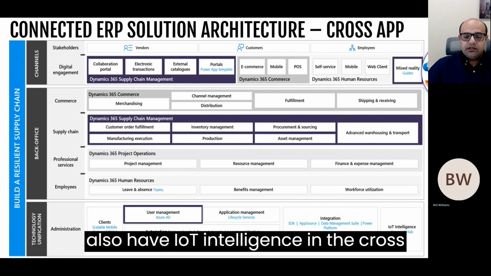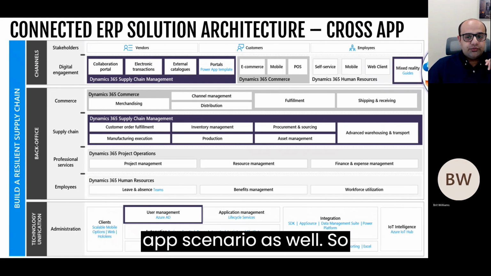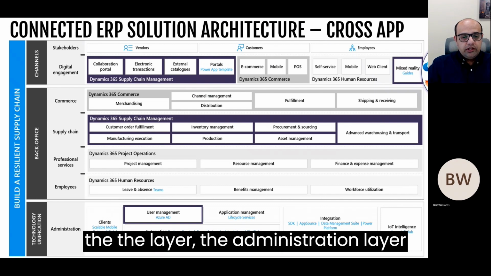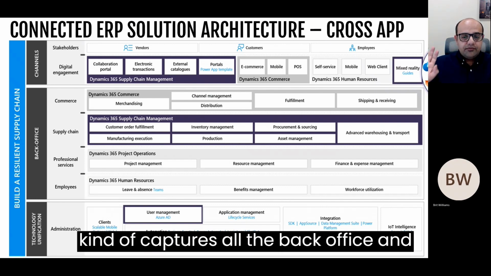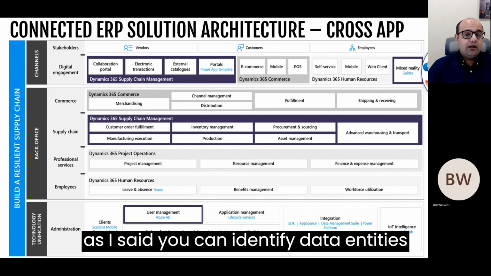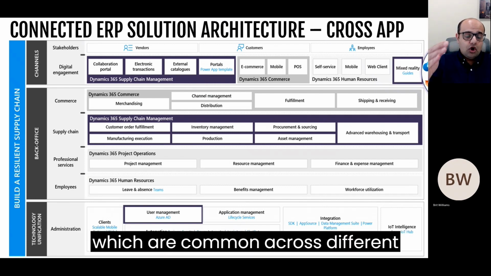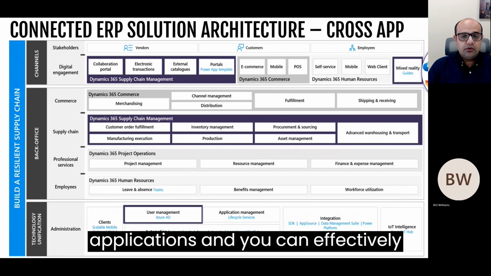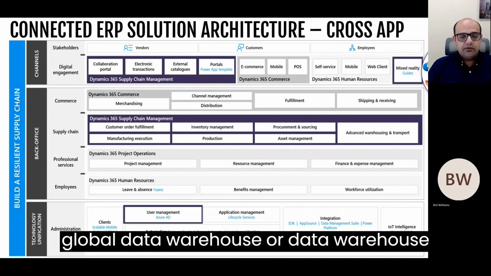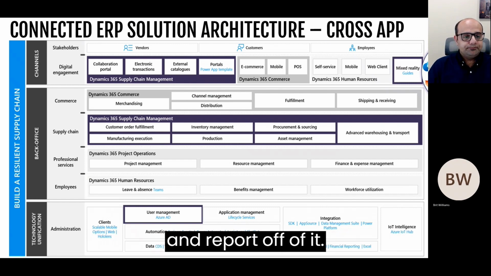We also have IoT intelligence in the cross-app scenario as well. So the administration layer captures all the back office and channels upwards. And as I said, you can identify data entities which are common across different applications, and you can effectively pull those data entities into your global data warehouse and report off of it.